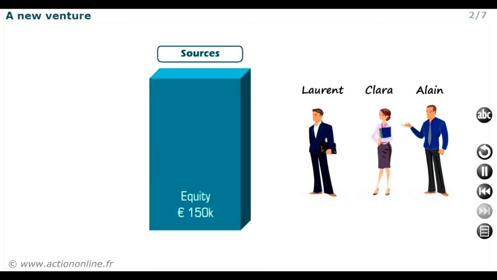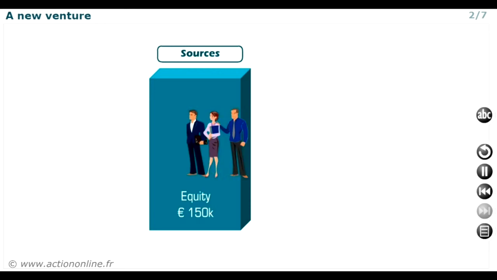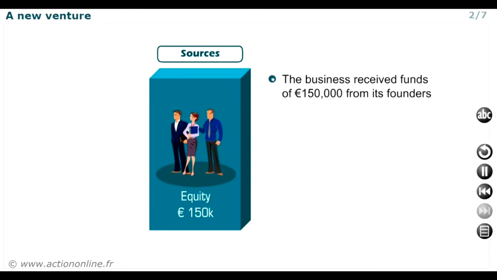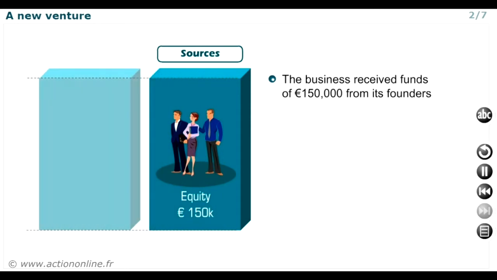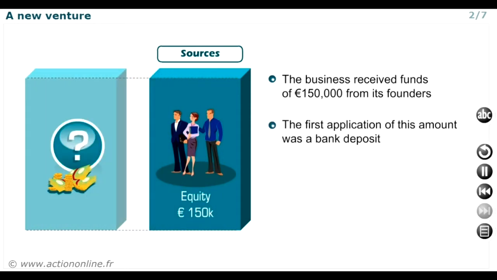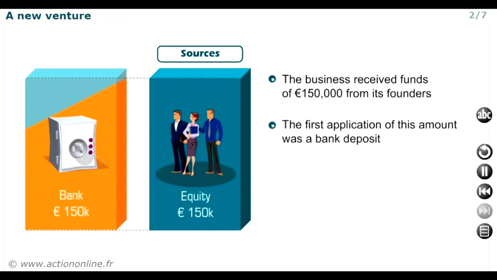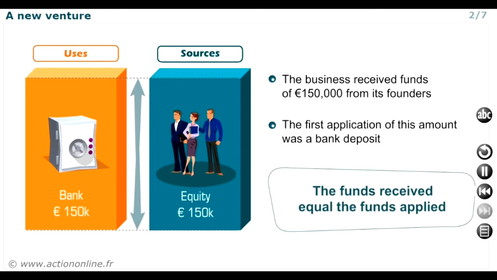Let us summarize the situation. Firstly, where does the money come from? The business received funds of 150,000 euros from its founders who provided the capital. Then, where does this money go? The first application of this amount was a bank deposit. We can see that the funds received equal the funds applied.